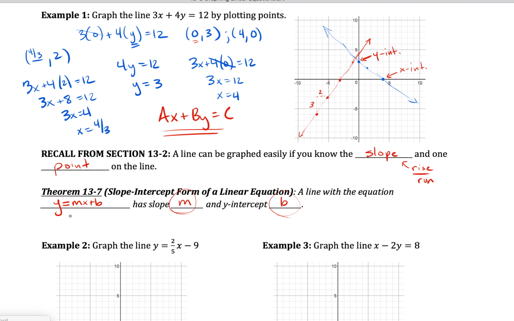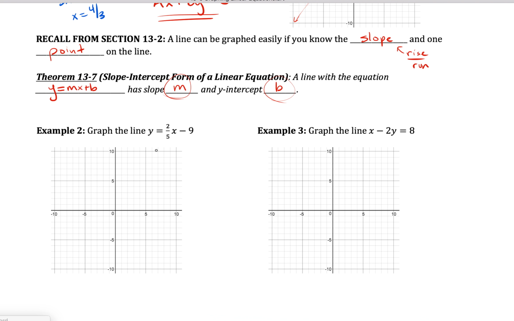If you have it in this form of y equals mx plus b, you can just look at a couple parts of that equation. You can start with a point, you can use the slope to find more points, and then you can connect them to draw your line. So let's look at a couple examples real quick. In example 2, we have this line y equals 2/5 x minus 9.